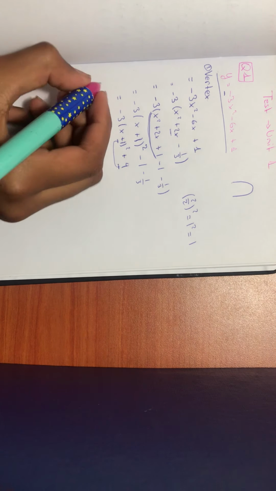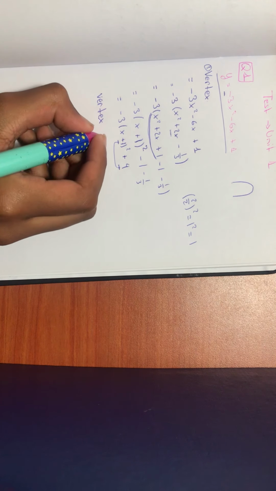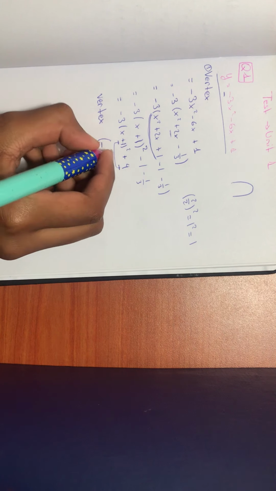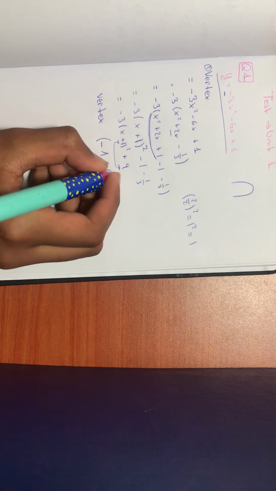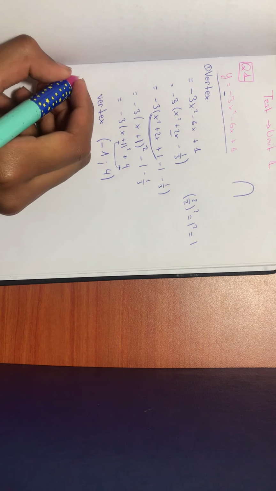But the one inside always lies. So basically my vertex is going to be negative 1, 4. So that's my vertex. Next, I have to look for the x-intercepts.